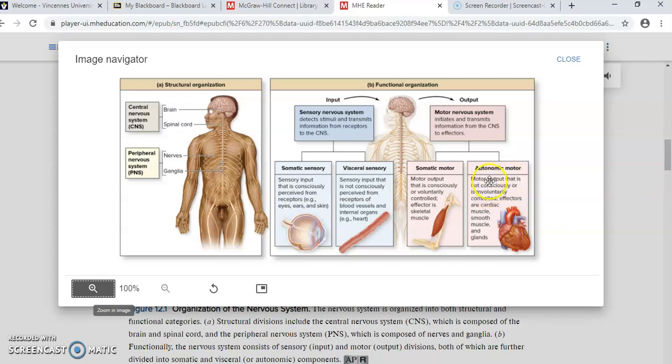Okay, so those are our two types of motor neurons, and they're different based on what effectors they're taking a signal to.